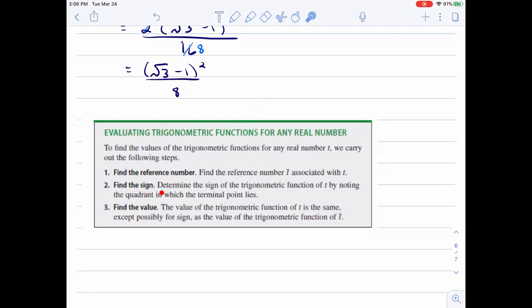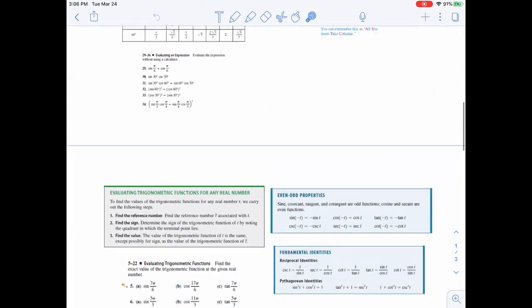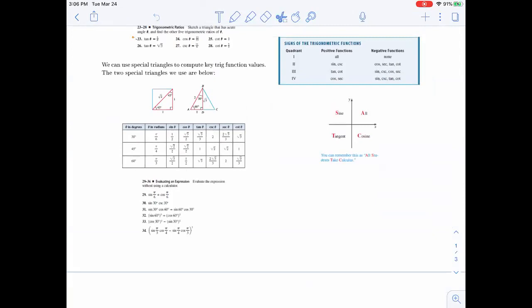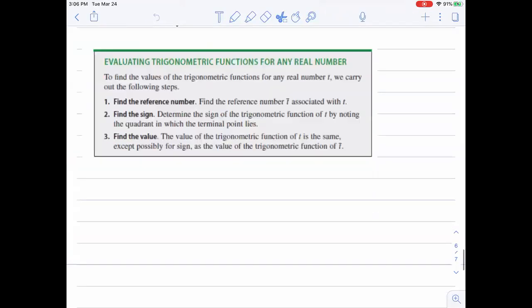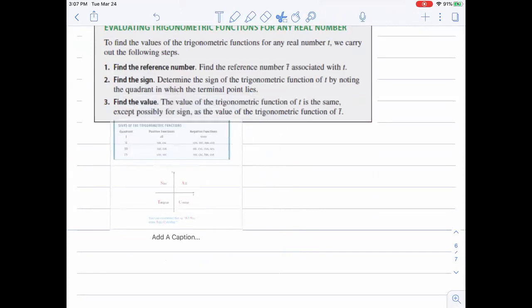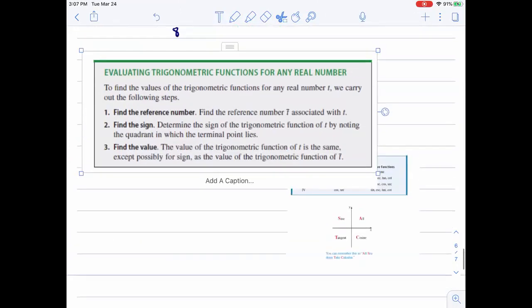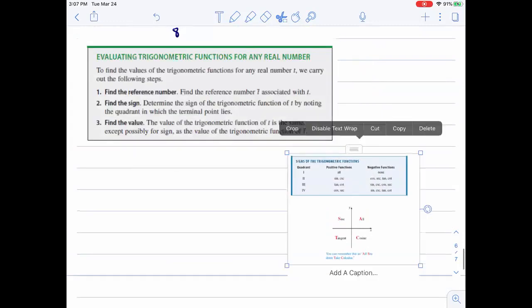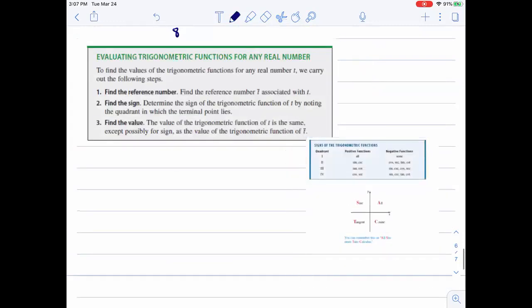Then we're going to find the sine. So that's going to depend on which of the 4 quadrants we're in. And so this is where I guess we use this here. Maybe I'll shrink this up a little bit. So finding the sine is going to be here.